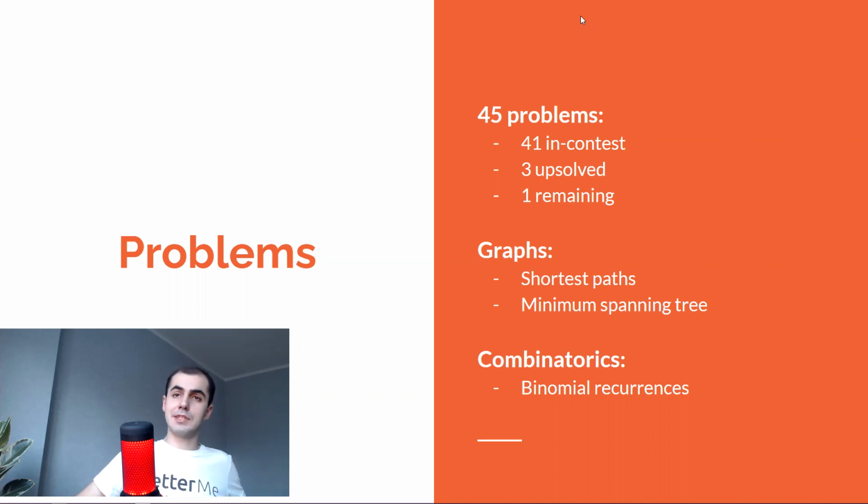So the problems I had difficulties with involved graphs, and namely shortest paths and minimum spanning trees. And one more problem involved finding binomial recurrences, which I should have gotten right, but I don't know. It was an AtCoder beginner contest, and I was partially running out of time and partially not writing things down very carefully. So with that in mind, let's jump straight into a super fast practice session where I will actually explain all three problems to you.